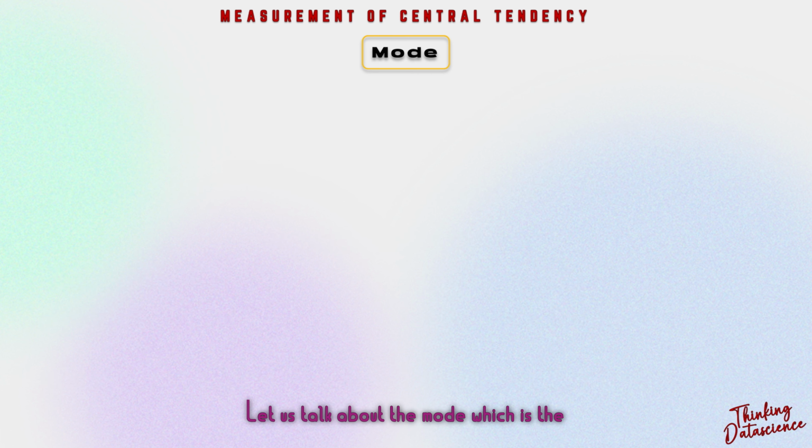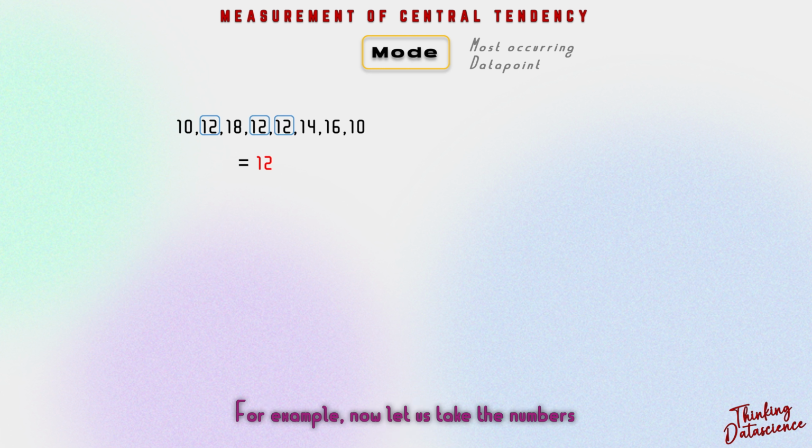Let us talk about the mode, which is the next measure of central tendency. The mode is simply the number that appears most frequently in the sequence. For example, let us take the numbers 10, 12, 18, 12, 12, 14, 16 and 10. Here you can see that 12 appears 3 times while other numbers appear less than 3 times. Therefore 12 is the mode for this sequence, since it is the most frequently occurring number.